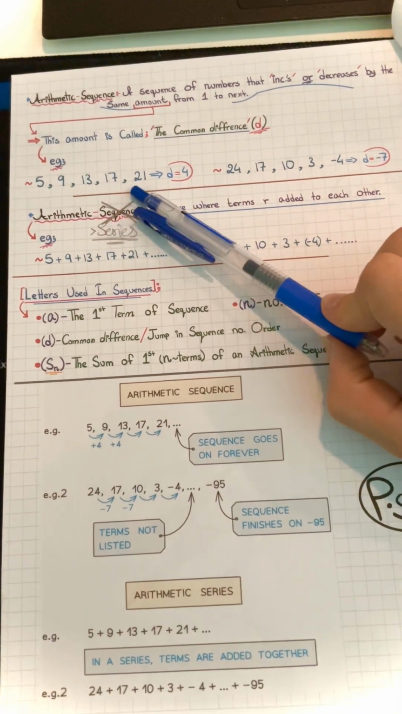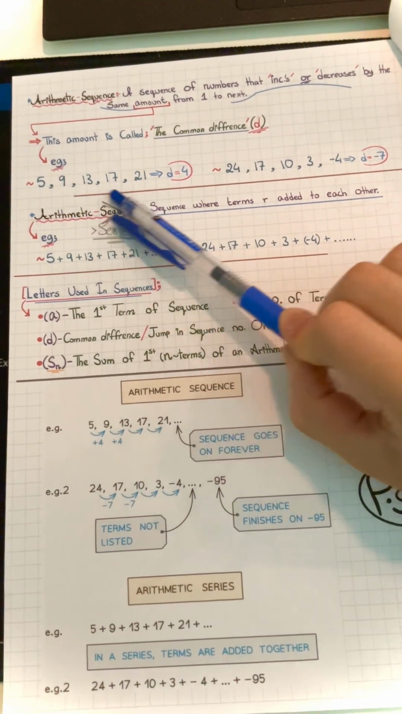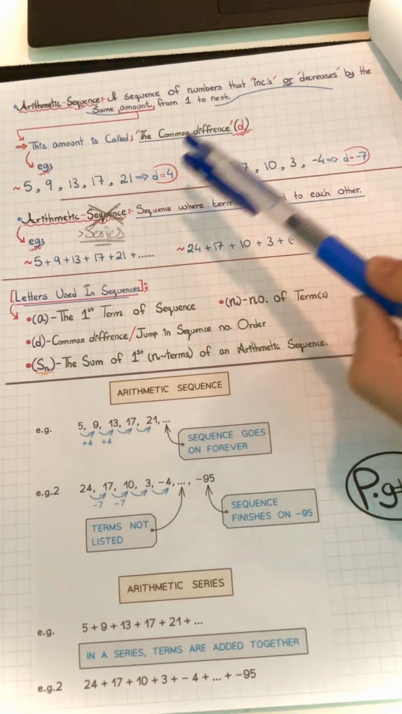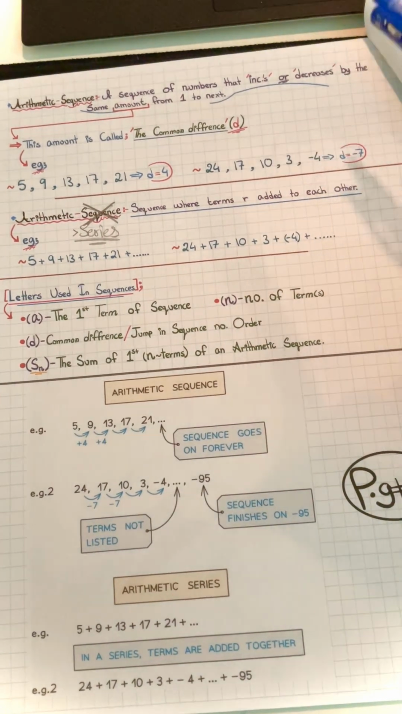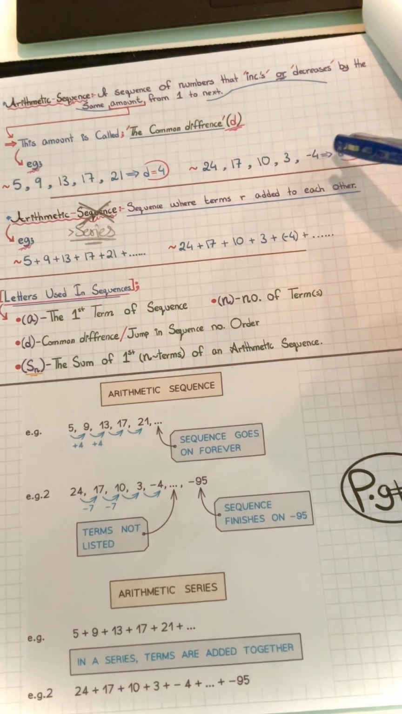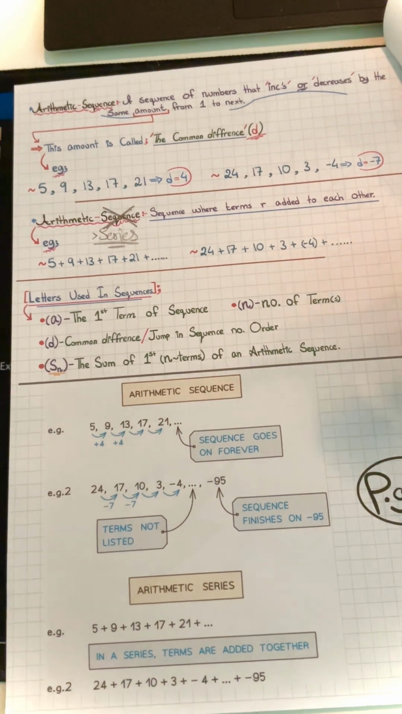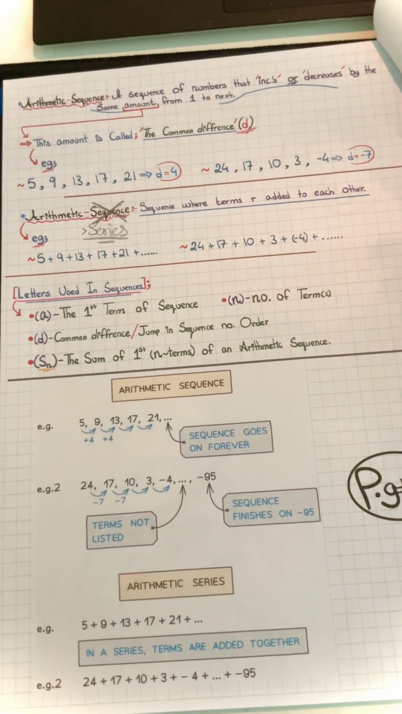5, 9, 13, 17, 21. As you can see, it is increasing by a common rate, by 4. Add 4 each time. 24, 17, 10, 3, and negative 4. It is descending by the same number, minus 7, minus 7, minus 7, and so on. So this is an arithmetic sequence, alright?